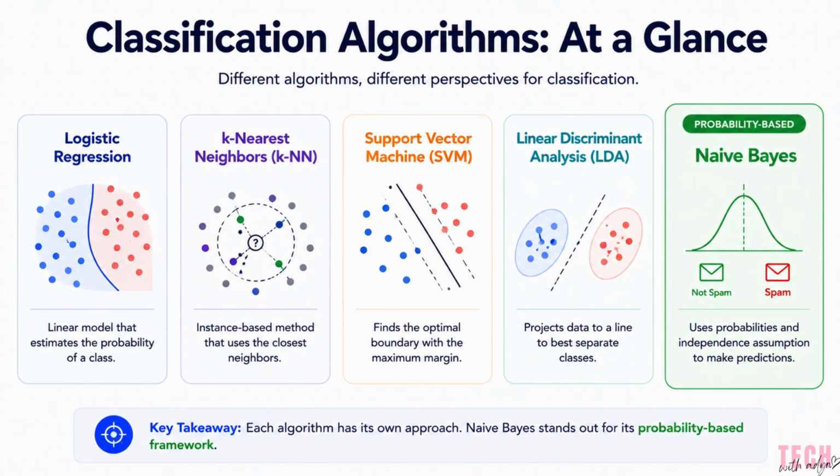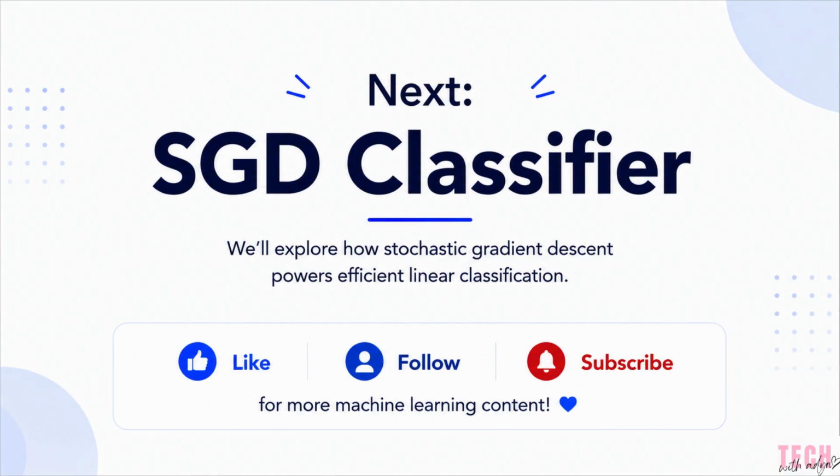So far, we saw models that use probabilities, neighbors, boundaries, or class separation. Naive Bayes stands out because it directly uses evidence to calculate which class is most likely. In the next video, we'll look at SGD classifier, which is useful for large-scale learning.